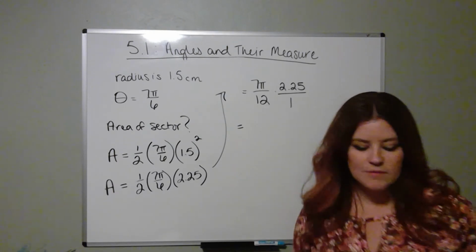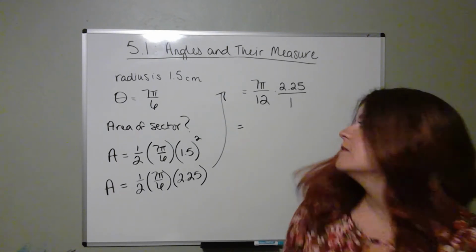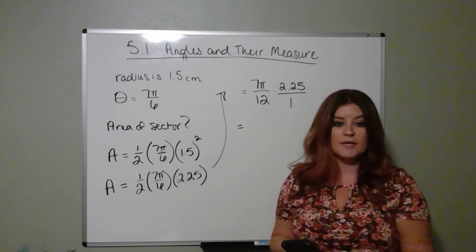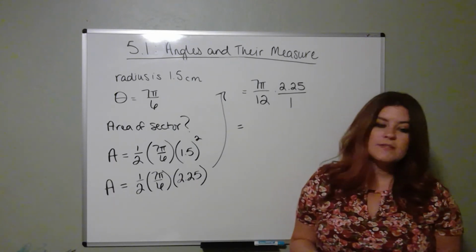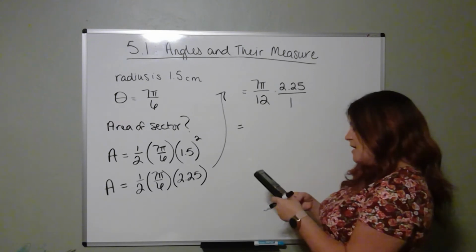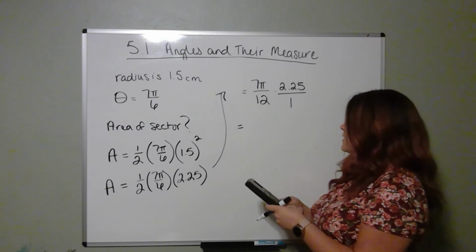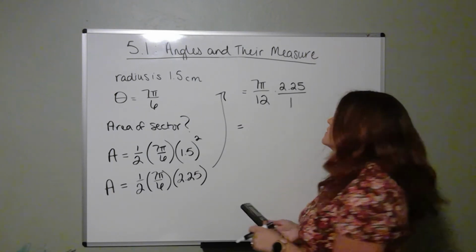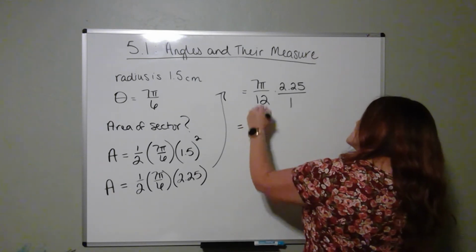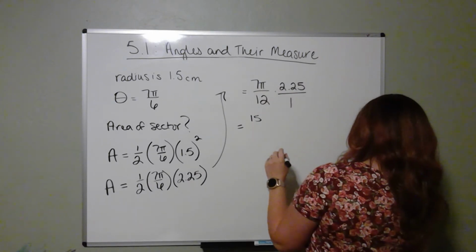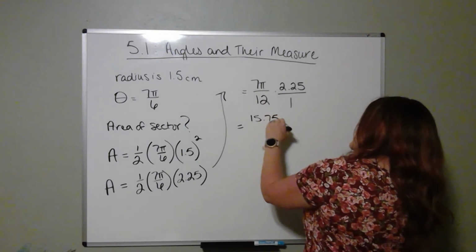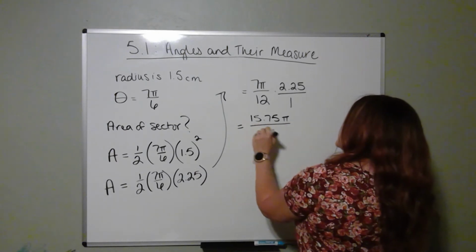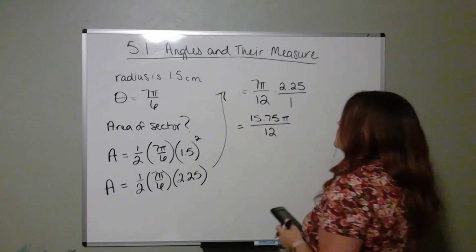So I do need a calculator for that. You guys, you'll notice I'm never super confident in my basic arithmetic skills because I always make a silly mistake. So I do rely on the security of my calculator, even on easy stuff. You guys, 7 times 2.25 is 15.75. Notice I'm leaving the pi as pi. So I have 15.75 pi over 12.